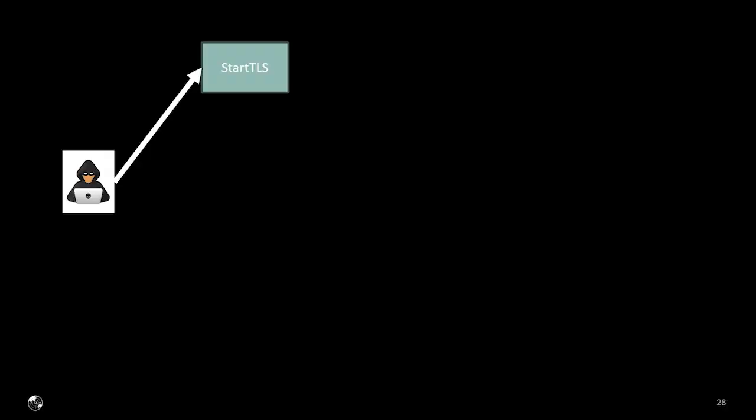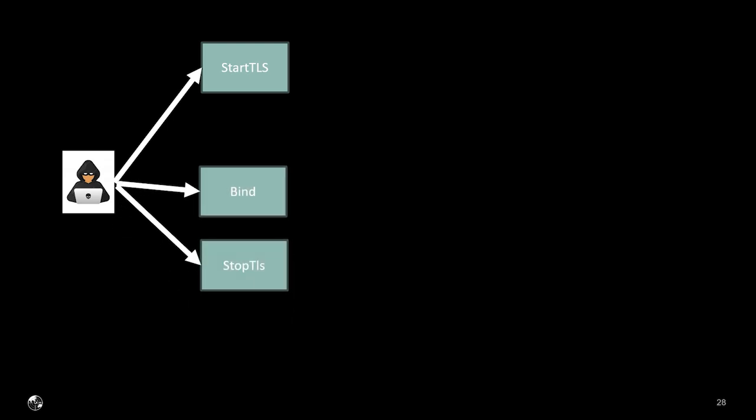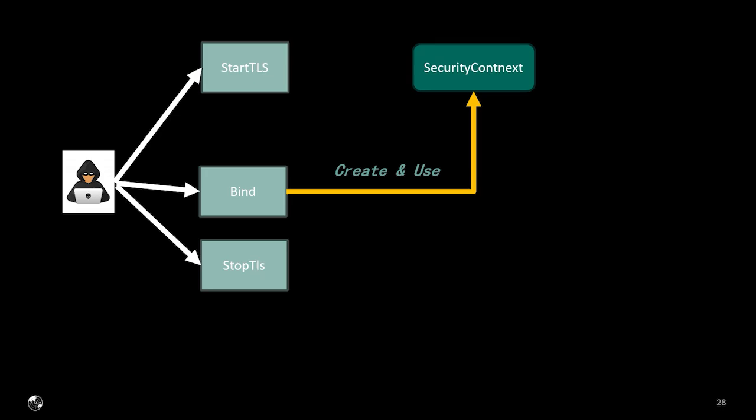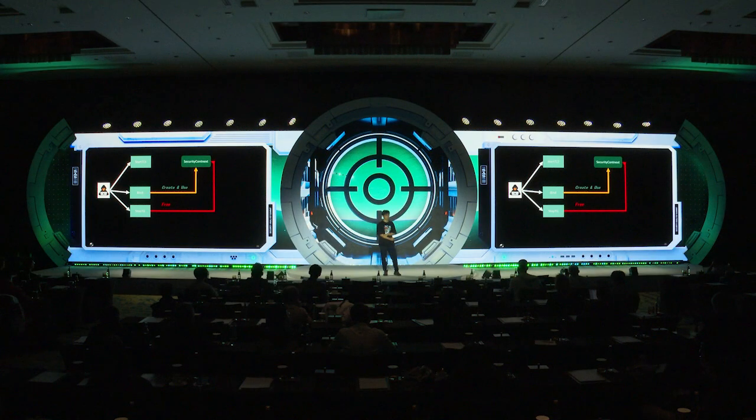To trigger this bug, the attacker just sends a bind request to the server, which will create a security context and use it in authentication. And then, at the same time, the attacker sends a stop TLS request to the server, which will free the security context, resulting in use-after-free.